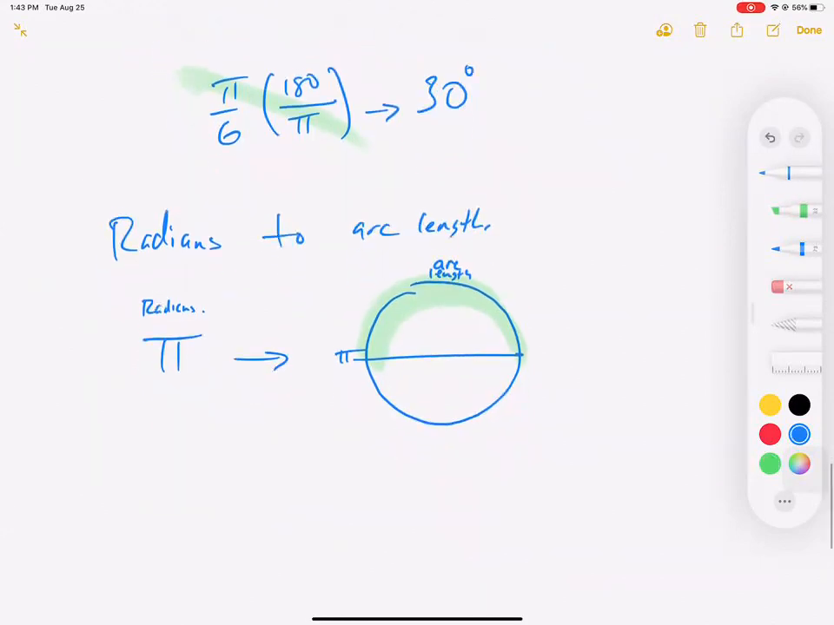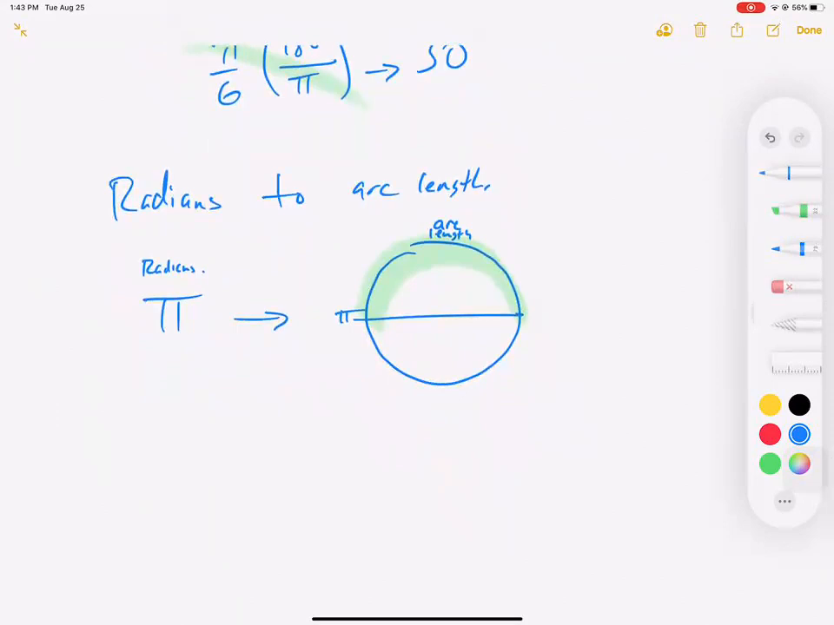Now, the formula for this, I think an easy way of saying it, is theta is equal to S over r. Theta, which is our radians, is equal to the arc divided by the radius. And if you remember, we actually saw this equation up at the top, because radians is just the radius divided by how much of the circle you're looking at.